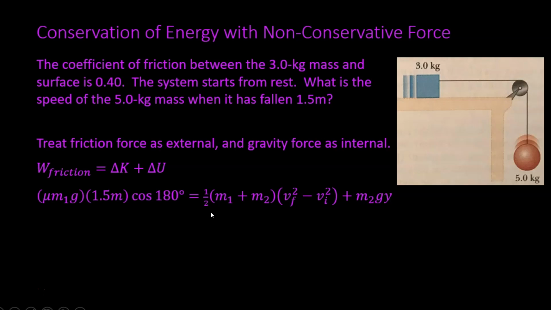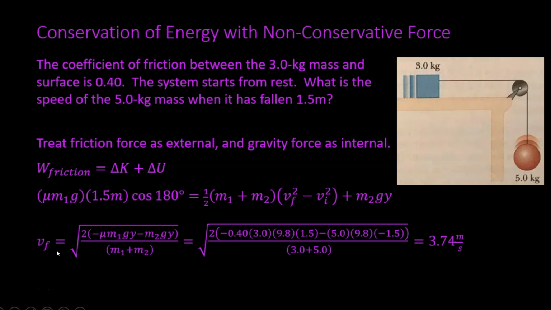Moving on to the right-hand side of the equation, this first term is our change in kinetic energy, and we have to include both masses because the system includes both masses. We have the final velocity squared minus the initial velocity squared, and of course the initial velocity will be 0. This last term is our change in potential energy. Notice I'm only dealing with mass 2 because mass 1 is moving horizontally, so there is no change in its potential energy. But there is a change in the potential energy of the hanging mass because it's moving closer to the center of the gravitational field.